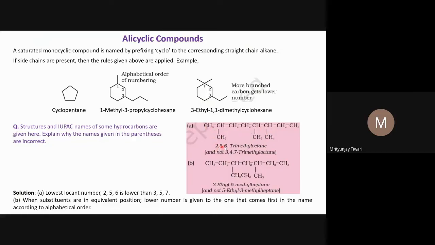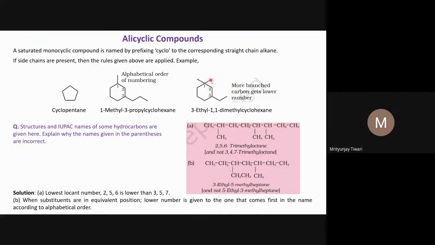If you sum these numbers, it will be a lower number than the other sum. So one way to find out, when different branches are there, is to sum all the branch positions, and in whichever direction you get the lowest number, start numbering from that direction. Here in this case, 1 plus 1, 2. If numbering starts from here, 2 plus 3, 5. If you do numbering from this direction, 1 plus 3, 3. 3 plus 3, 6 and 1, 7.